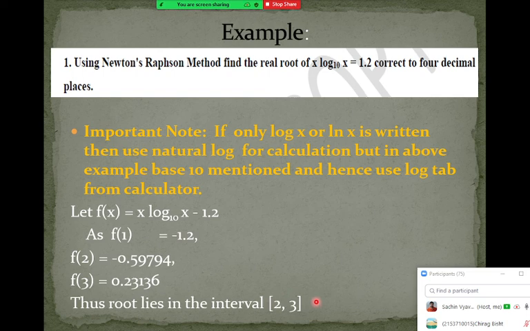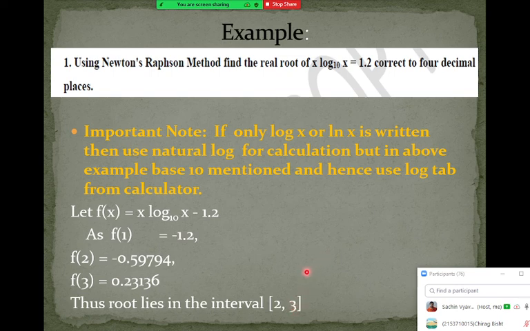So what should be the initial approximation x0? What is x0 for Newton-Raphson? The first approximate root will start the iteration. Yes, anyone? What is x0? 3. 3 is the correct answer. Good. So generally from the interval a, b, we select b as the initial approximate root. So let x0 be 3.